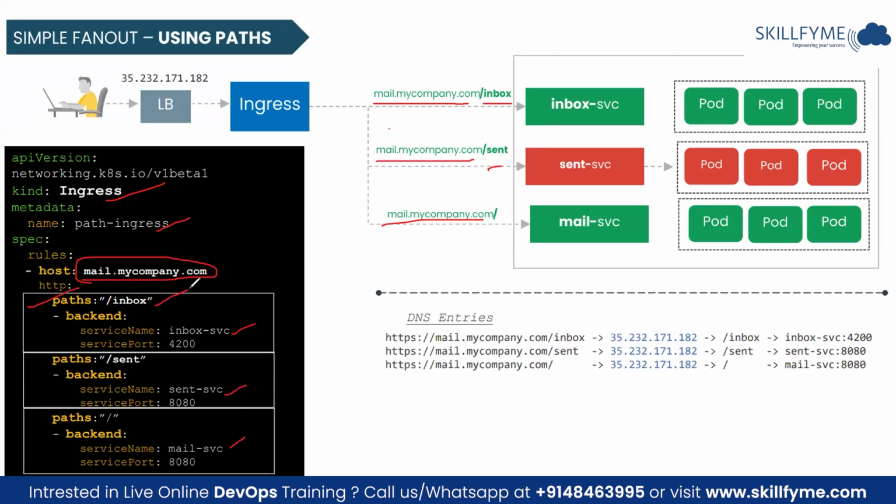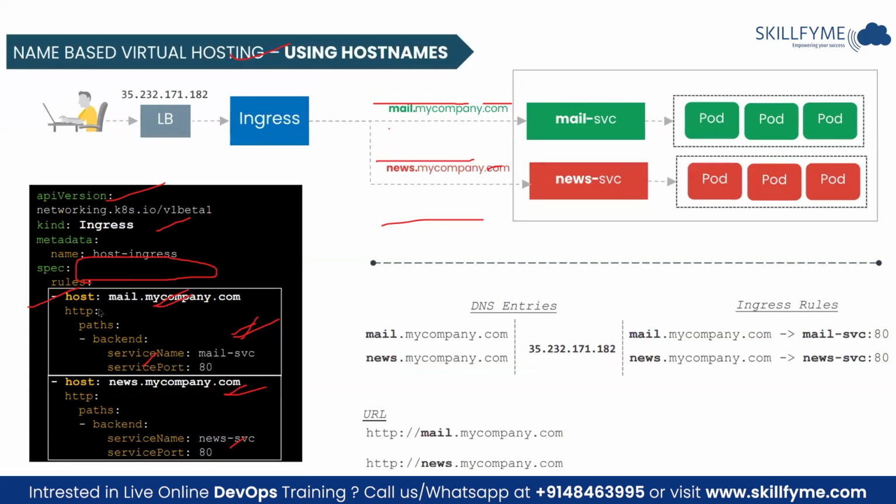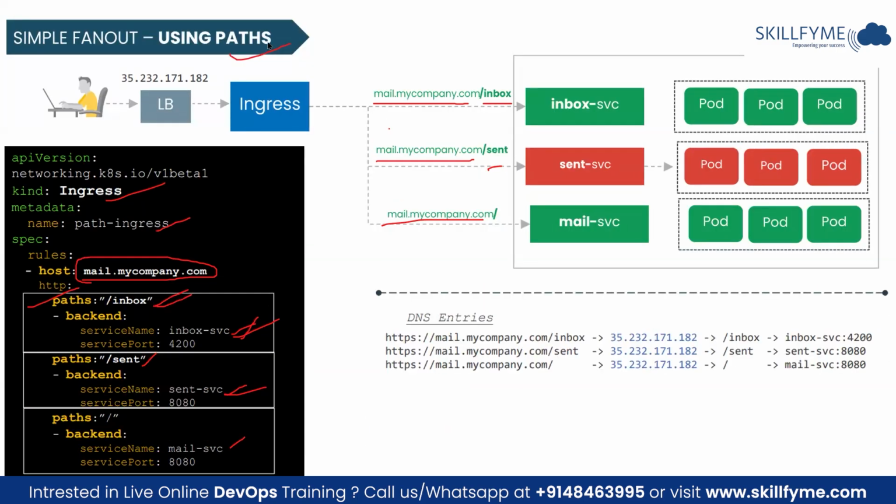The path name is inbox. For this particular path, it should invoke the inbox service. For this path, it should invoke the sent service. Depending upon the path name we assign the service, we call it path-based routing. But with host-based routing, we assign the service depending upon the host name. That's all about your services and the service-level definitions which you need.